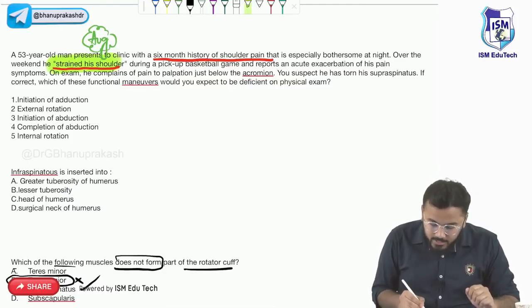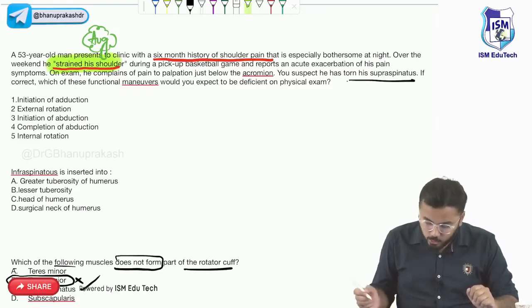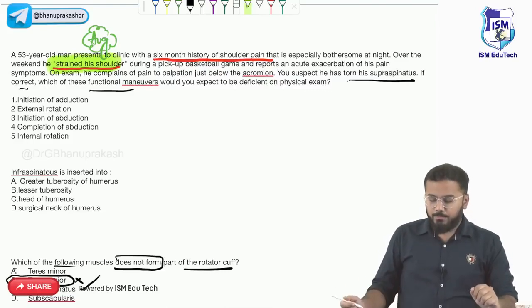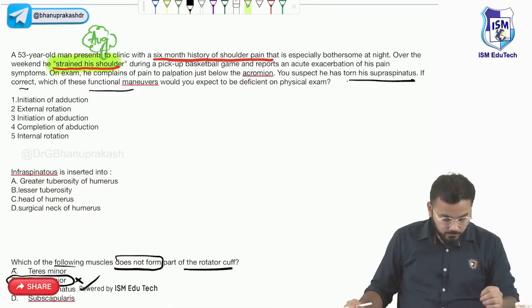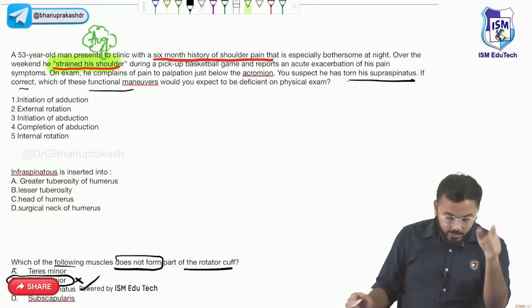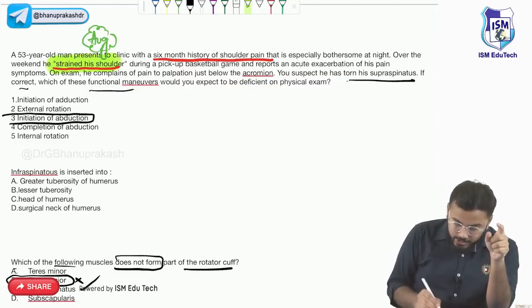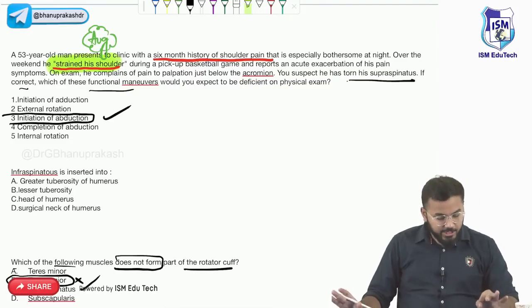On exam, he complains of pain on palpation just below the acromion. You suspect he has a torn supraspinatus. If correct, which of these functions will be affected? Tell me. Which of the functions will be affected? Very, very good. It is initiation of abduction. Initiation of abduction. Clear? Initiation of abduction.